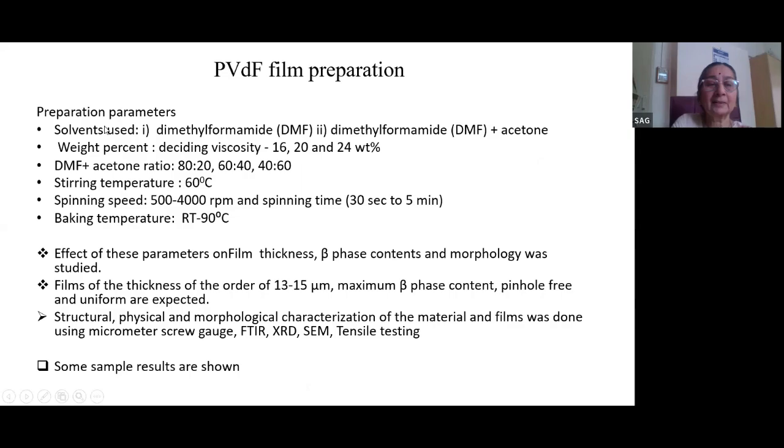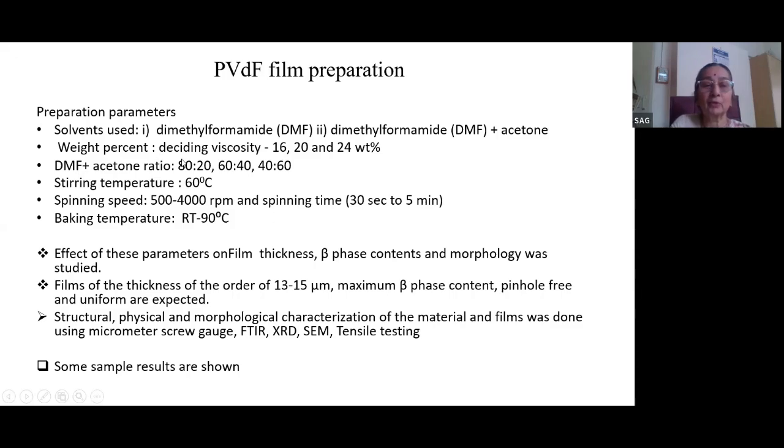The preparation parameters: the PVdF crystals are dissolved in DMF, dimethylformamide. The viscosity of the solution and the dissolution rate are very slow, so we added acetone to it. For deciding the viscosity of the material, we changed the weight percentage to 16, 20, and 24 weight percent.